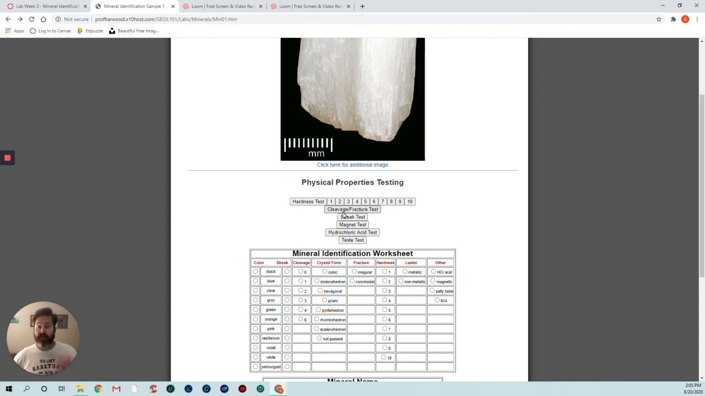Try and think about the test you're doing and try and think about how each mineral would react to it, and think about how you can eliminate possible answers to narrow it down. I hope you have fun with this. Let us know how you found this, if it was easy, if it was hard, if it was fun, if there were glitches in it. I'd like to know. Thanks, have fun.